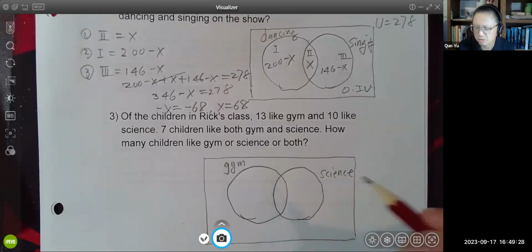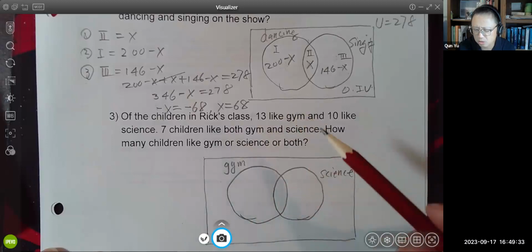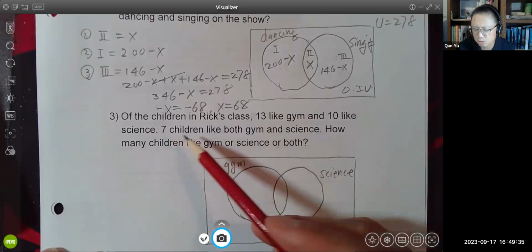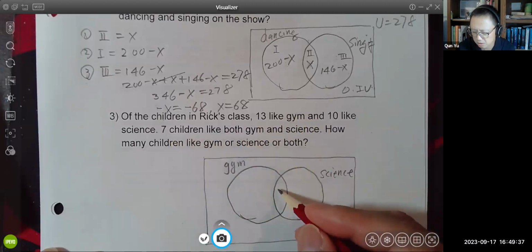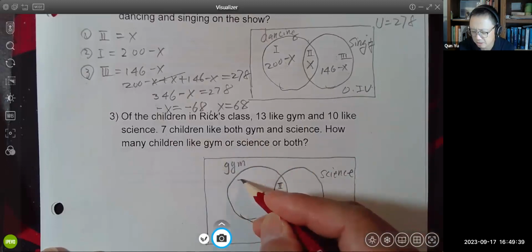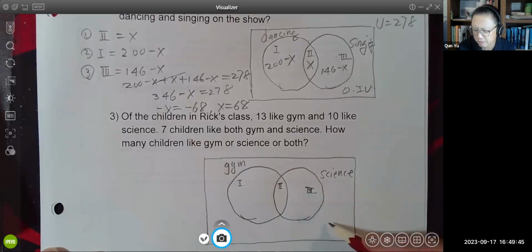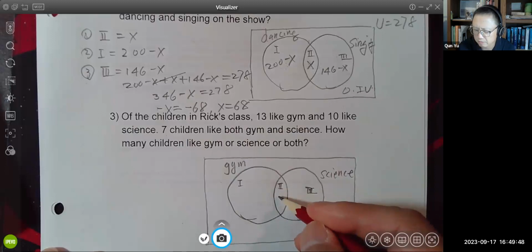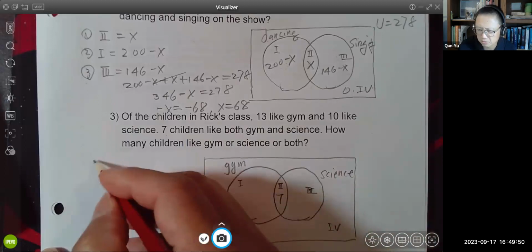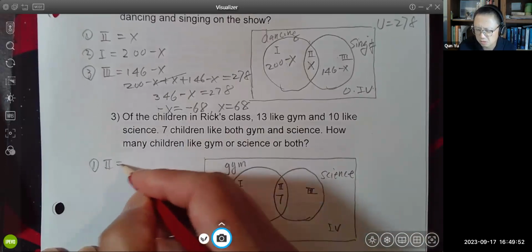Apparently this is both, right? Now this time, different from the previous 2 examples, we are given this number, 7 children like both. So here is our region number 2, by the way. Number 1, number 3. All these labelings, you can label different ways, you just identify which region. So we have 7 children here. So region number 2 equals 7.